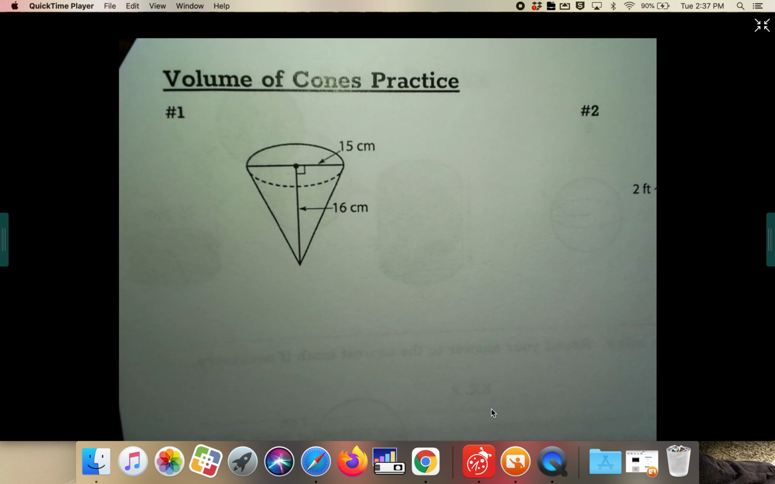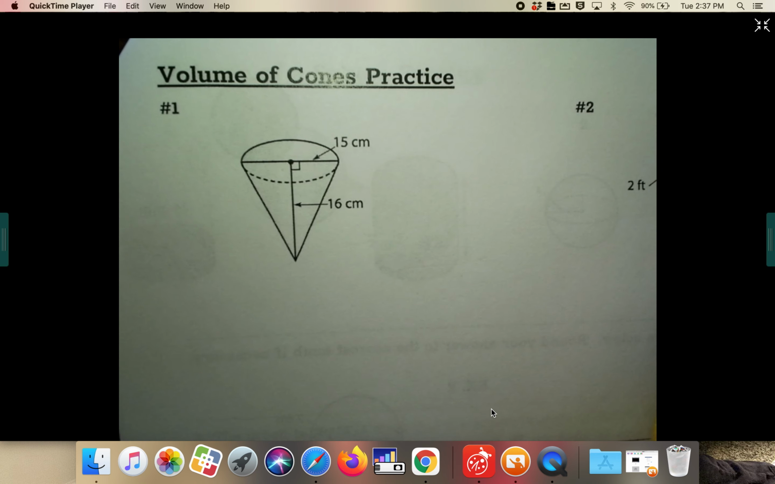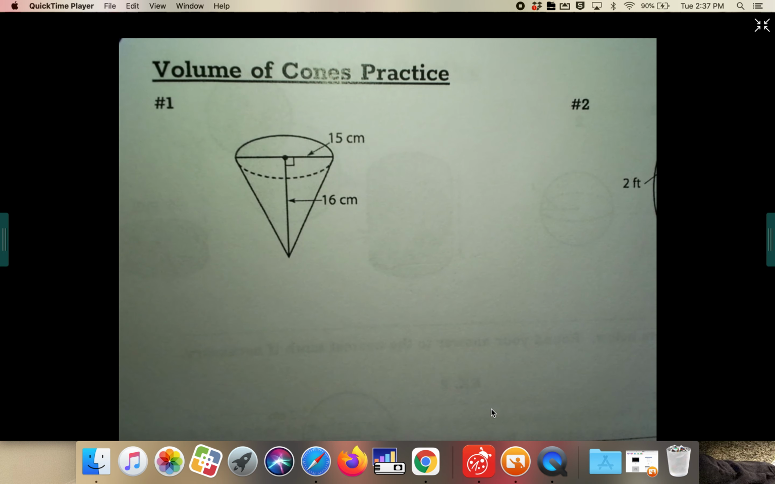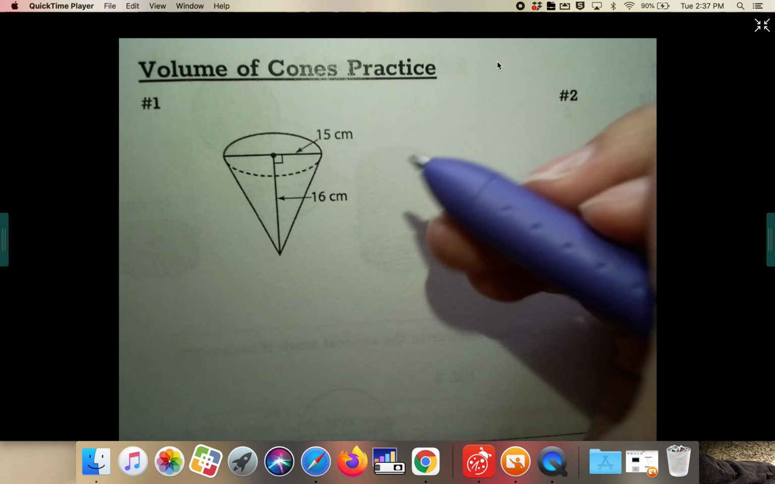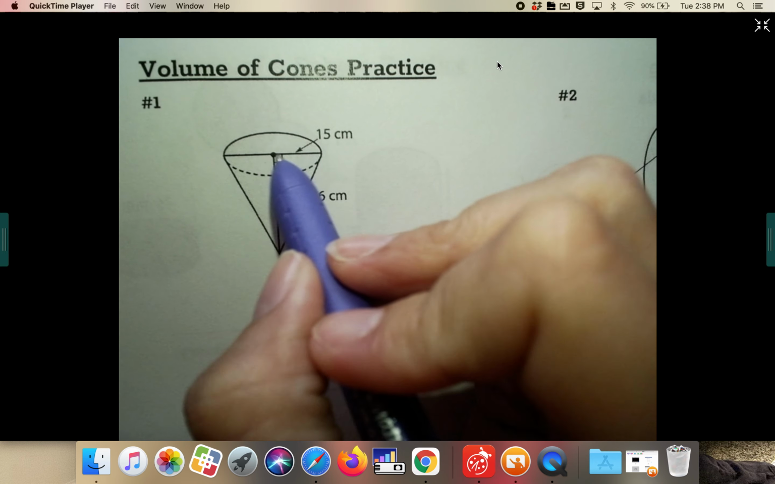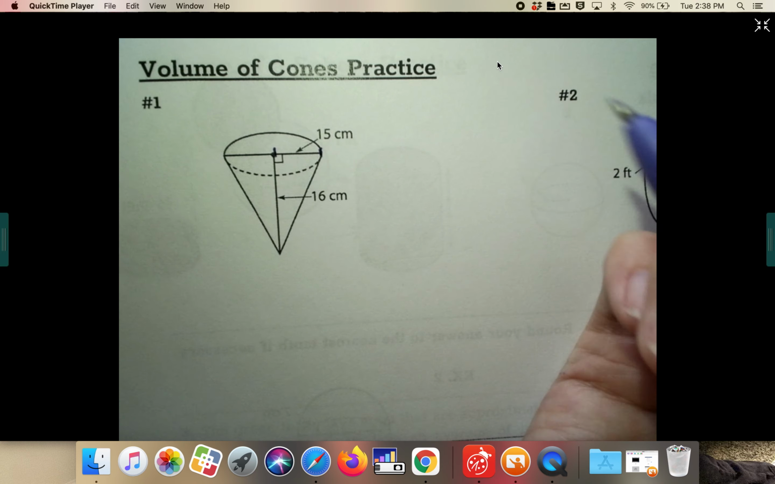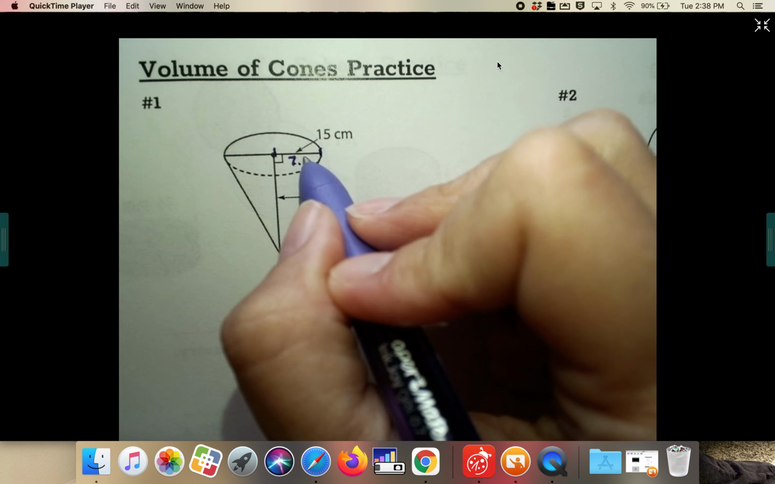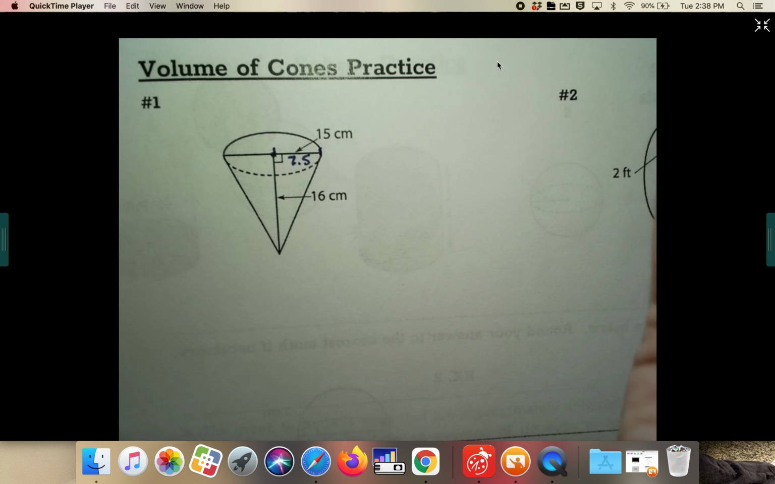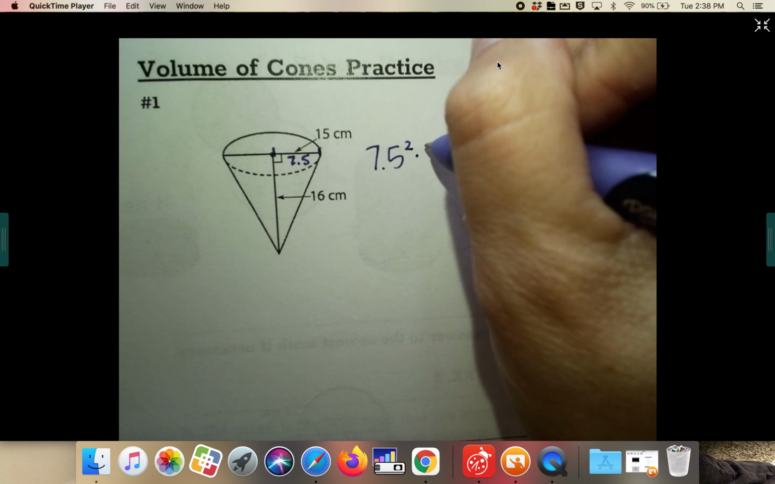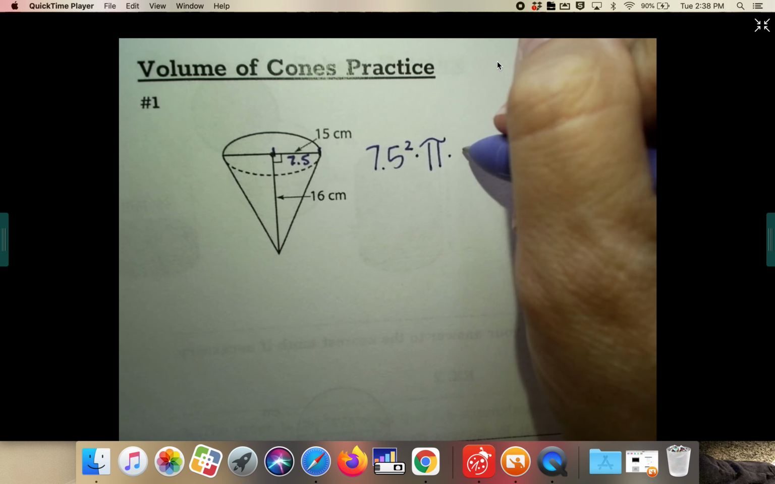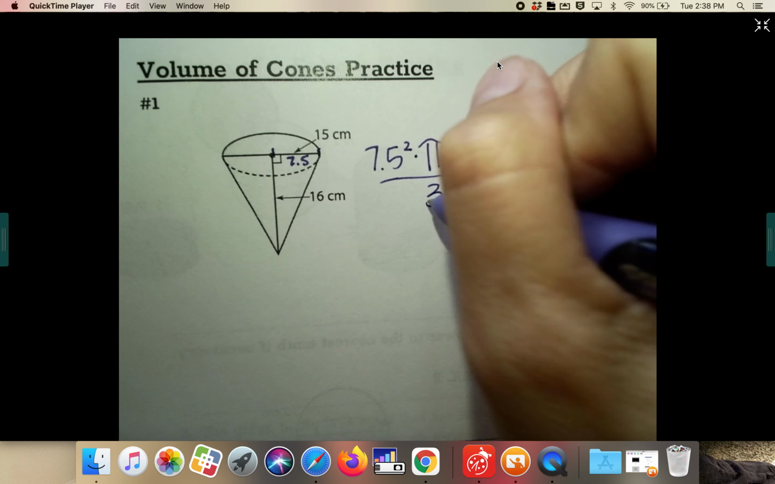Okay, this worksheet should have already been done and you should just be using this to check your work. So I'm going to go through it pretty quickly because you should already have these answers that you're just using to check. So the volume of a cone is going to be radius, which will be half of this 15. So half of 15 is 7.5. So you should have done 7.5 squared times pi times the height, which was 16, and then divide by 3.